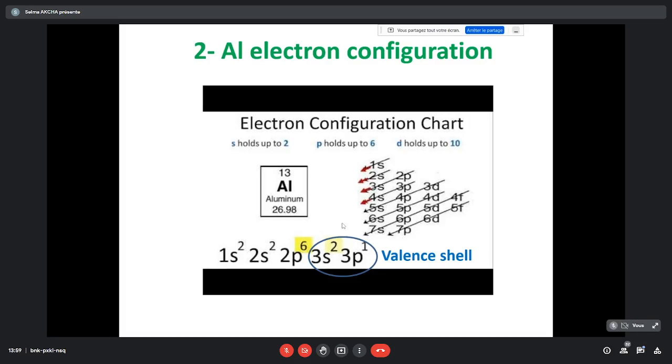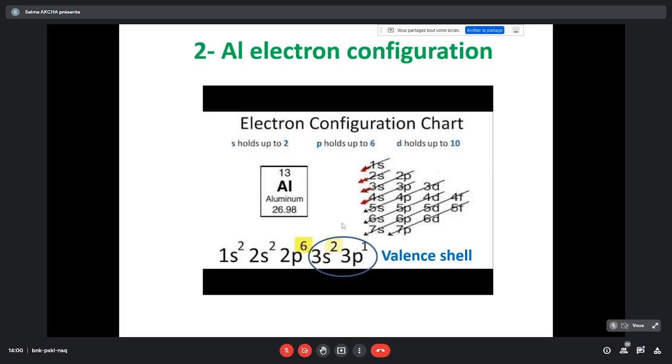Now, what about the elements that belong to the block D? What do we find in the valence shell? We will find in the valence shell both orbitals D and S.